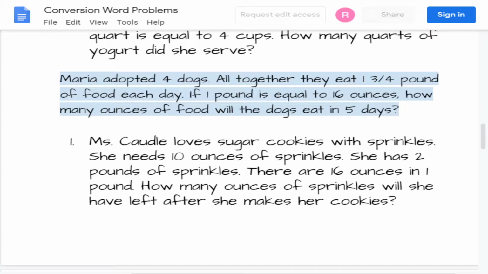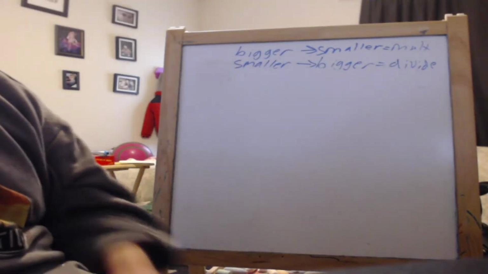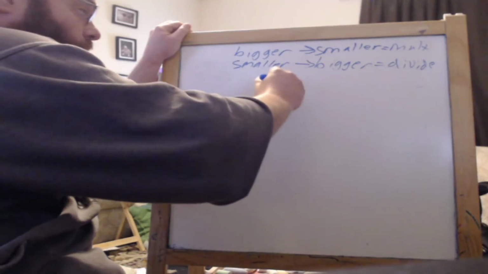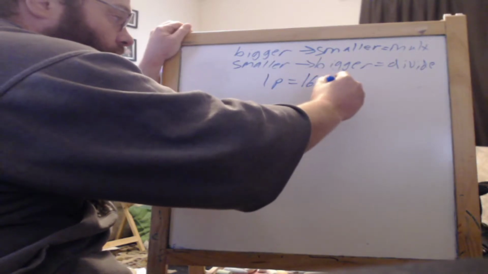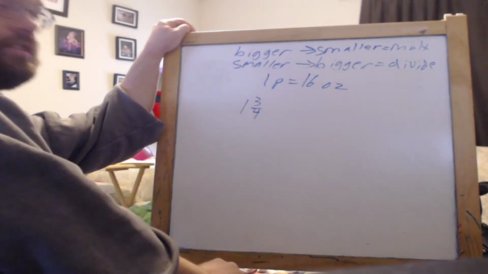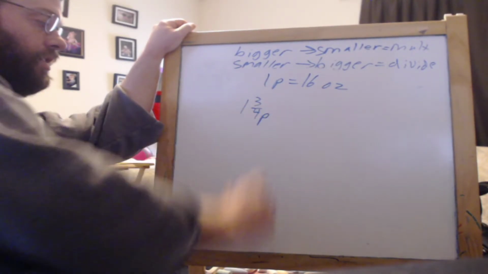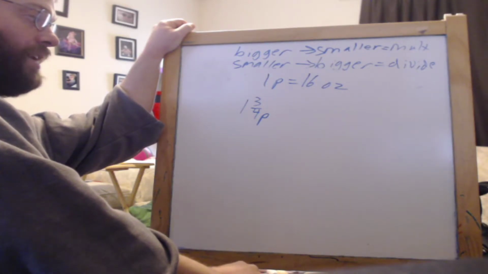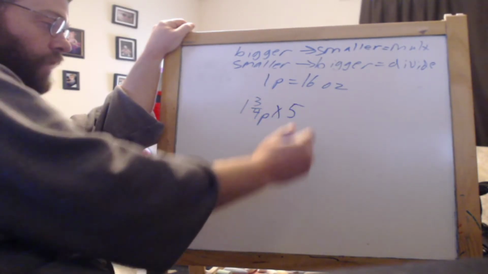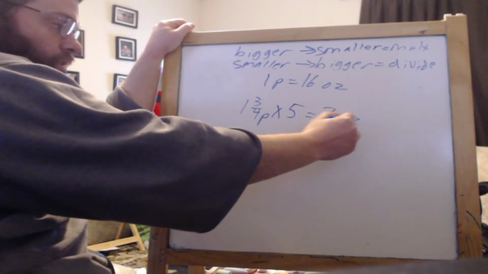So it says how many ounces of food will the dogs eat in 5 days. We're converting from pounds to ounces at some point. So 1 pound equals 16 ounces, and 1 3/4 pounds is how much they eat each day. They're asking how many ounces they would eat in 5 days, equals blank ounces, basically, right?